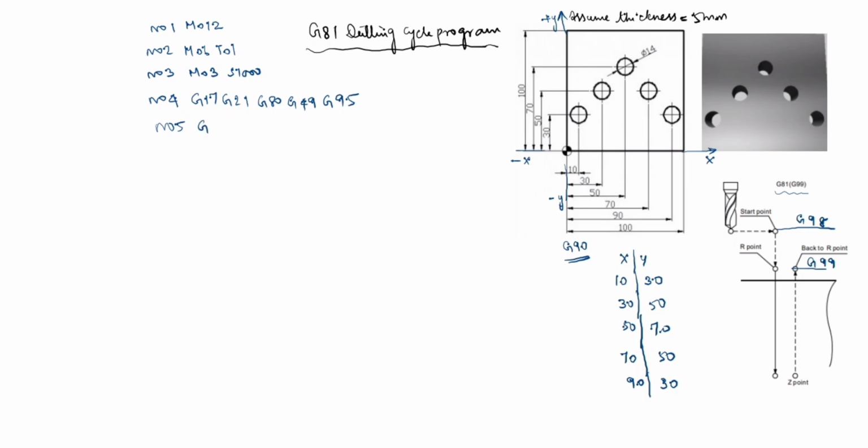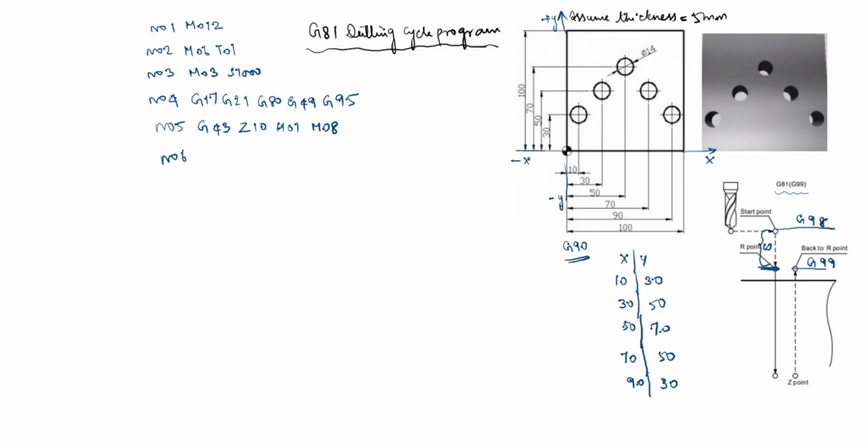N05, G43 Z10 H01 M08. G43 is tool length compensation on. Z10 is, you see here, 10 mm up. So here is 10 mm up, this is 10 mm up to here. H01, you see T01, H01 should be the same number. M08 is coolant on.